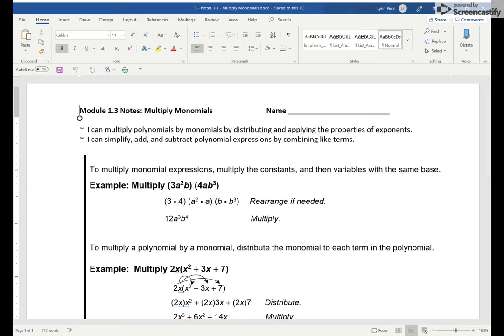So this 3x gets multiplied just through the parentheses it's attached to. So 3x times 2x squared is 6x cubed. 3x times 4x is positive 12x squared. And we're done multiplying the 3x.